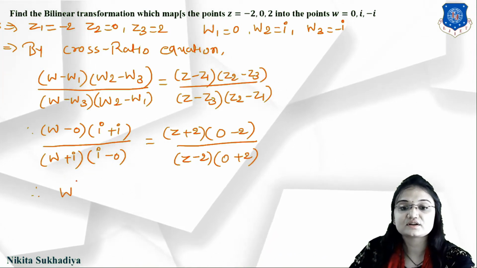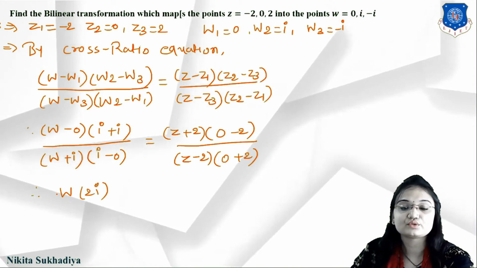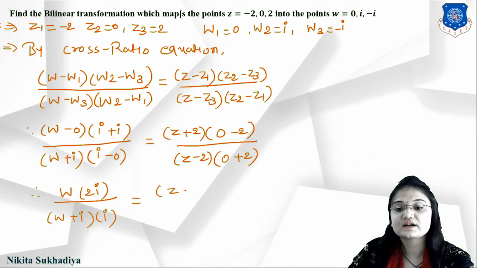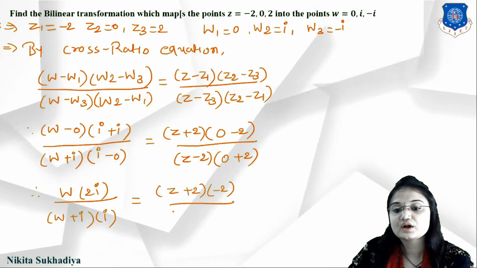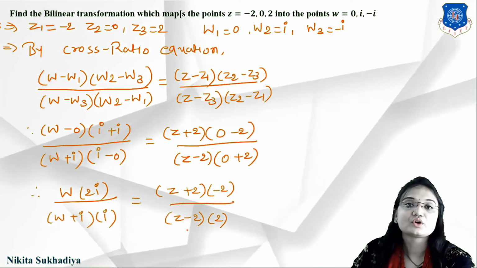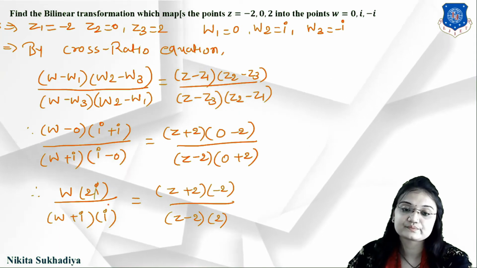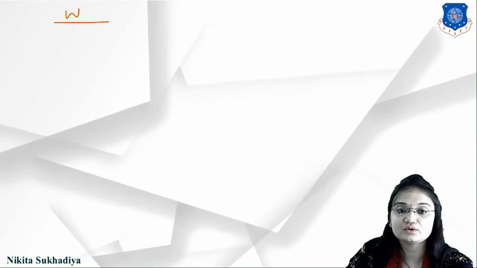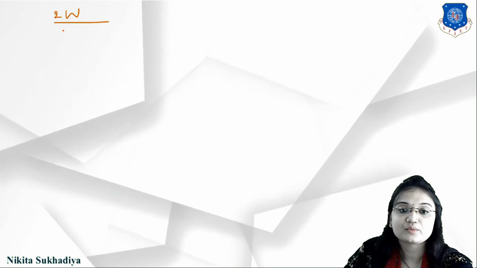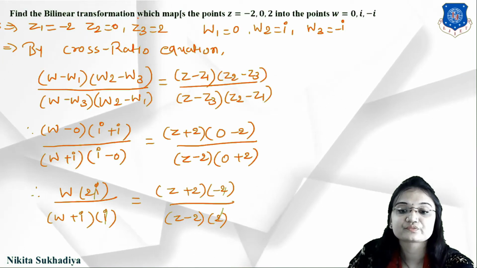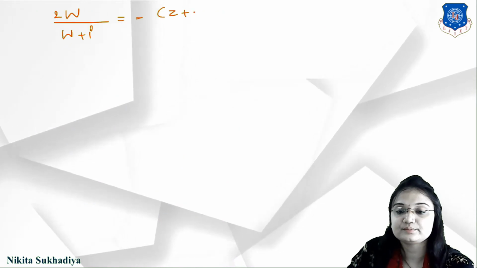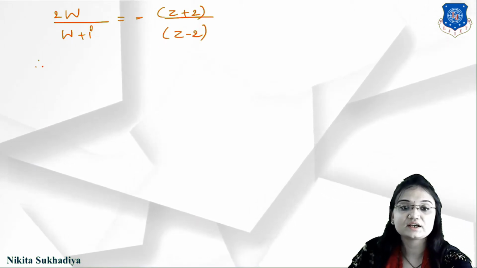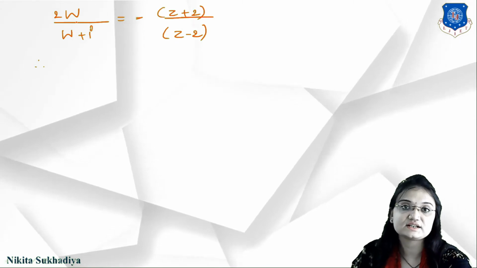Okay, so now we have w plus i, this is i plus i, so this will become 2i upon w plus i, into i is equal to z plus 2 into minus 2 upon z minus 2 into 2. Here i cancels out and here 2 cancels out, so we will get the next term, that is 2w upon w plus i is equal to minus z plus 2 upon z minus 2. Now by taking cross multiplication, we will easily get our transformation.